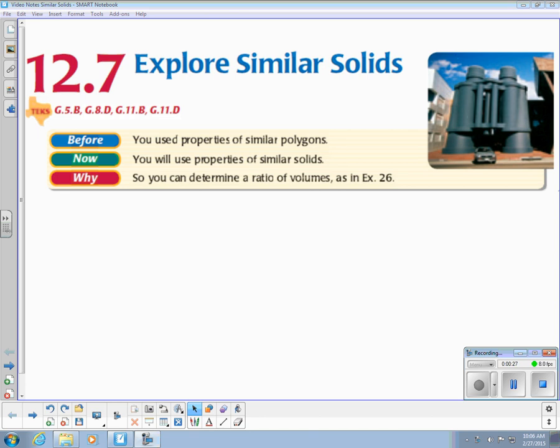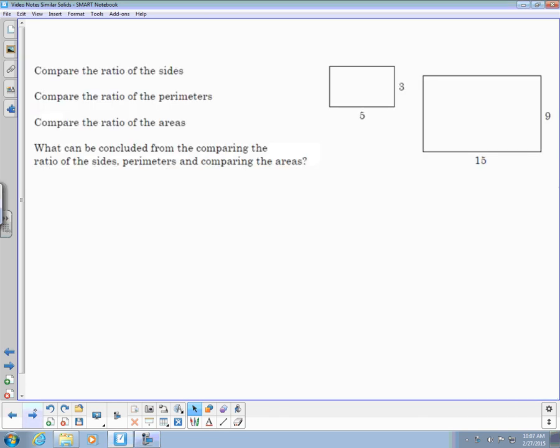So at the beginning of this lesson, we're going to do a little exploration before we go into the theorems that we're going to be using. So this first little question, we have a few questions here. You can pause the video if you'd like and answer these questions, and then start the video back up again, or you can follow along with me as this video goes.